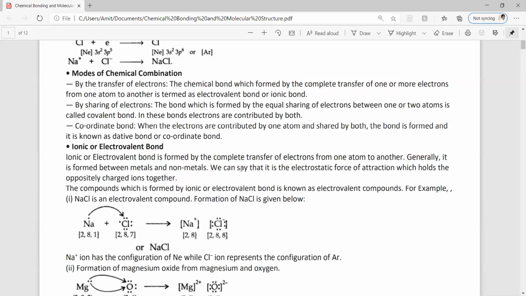Sodium's atomic configuration is 2, 8, 1, so it has one electron in the outermost shell. Chlorine has 7 electrons in the outermost shell. So sodium transfers its 1 electron to chlorine and gives it 8 in the outermost shell, and for itself it also has 8 in the outermost shell. So it becomes a stable element with an octet in the outermost shell.